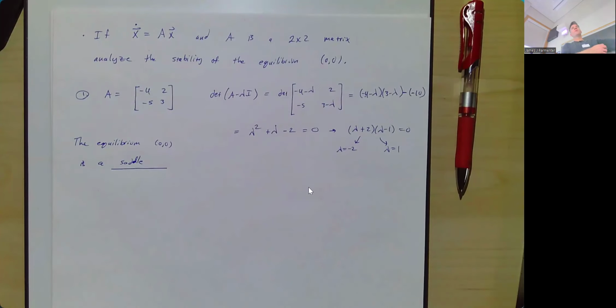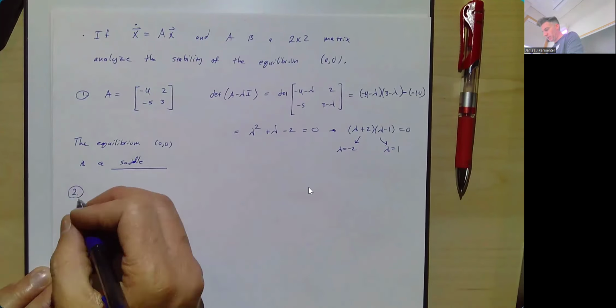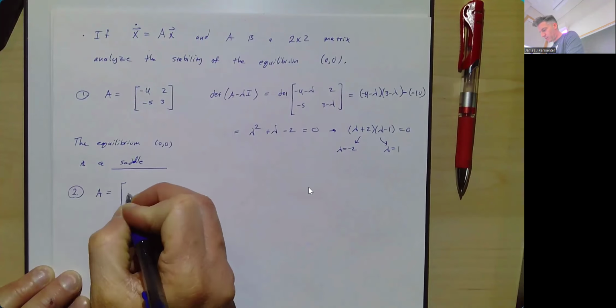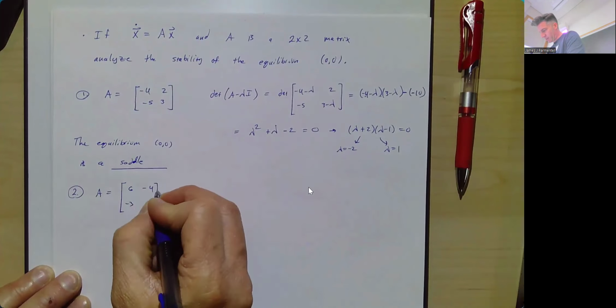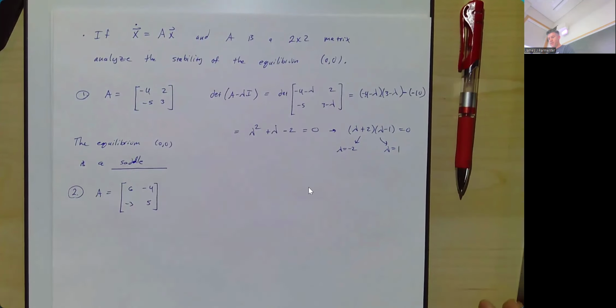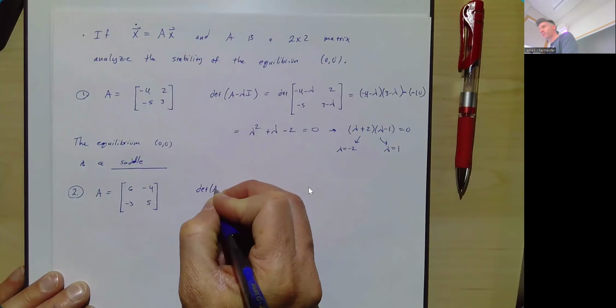Okay. We're going to look at this next one in a slightly different way. So let's say the next matrix is 6, -4, -3, 5. So there's another way of determining what your eigenvalues are. It's really the same, it's just another way of looking at it. So instead of doing this calculation here, check this out for a second. We're going to find the determinant of just A.